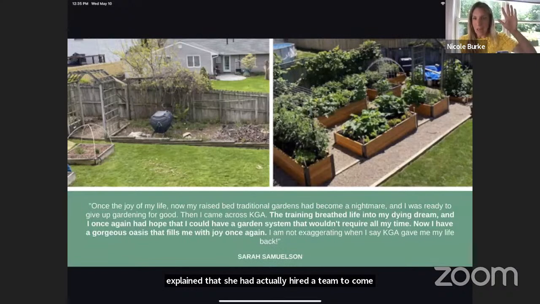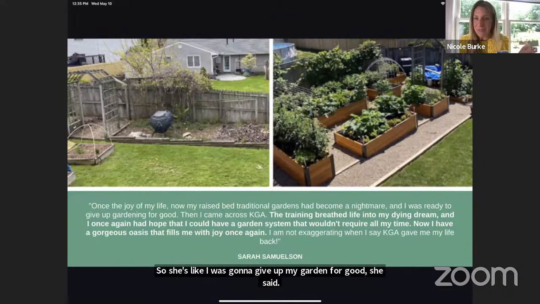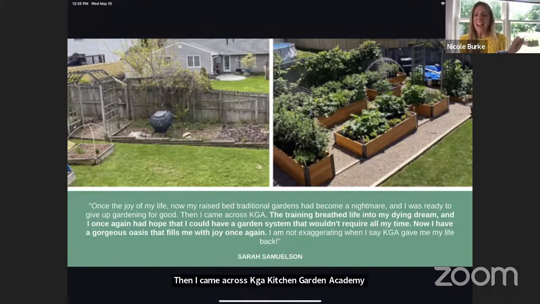Anybody been that way? You've been that frustrated? You're like, just rip it out and let's go back to grass. So she's like, I was going to give up my garden for good. She said, then I came across KGA, Kitchen Garden Academy. The training breathed life into my dying dream. And I once again had hope that I could have a garden system that would not require all my time. Now I have a gorgeous oasis that fills me with joy once again. I am not exaggerating when I say that Kitchen Garden Academy gave me my life back.